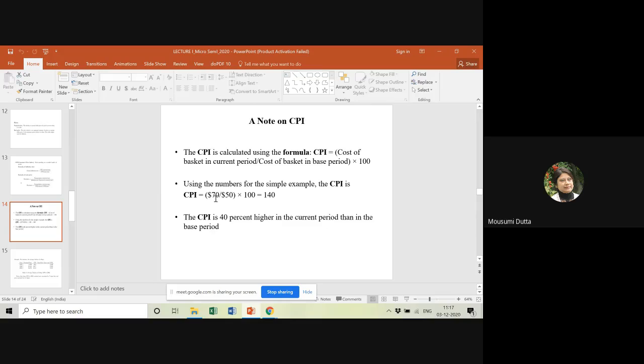So I am considering the current period price, dividing it by the base period price, multiplying it by 100. So we are getting the CPI, Consumer Price Index. And with respect to 100, we will compare these. If we find this to be 80, we will understand the price has been reduced. And if we get higher, we understand there is an inflation. For the same basket, we are paying this much. And how much is that increase? 40% is the increase.